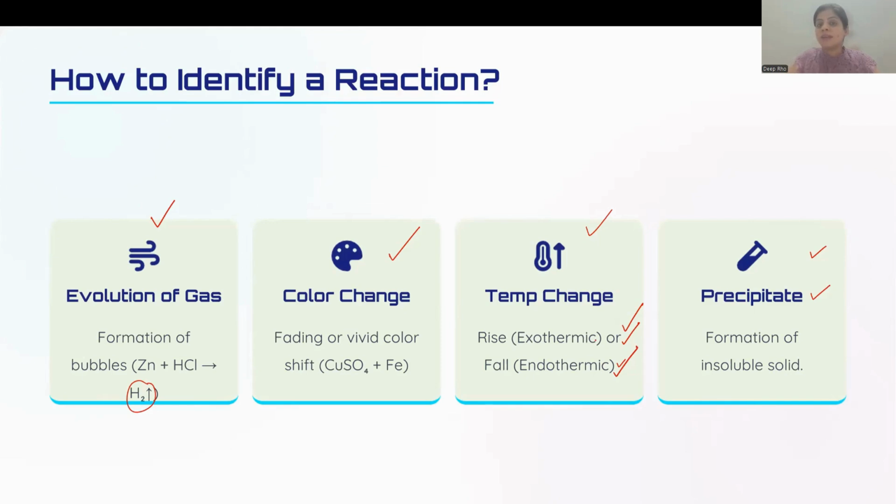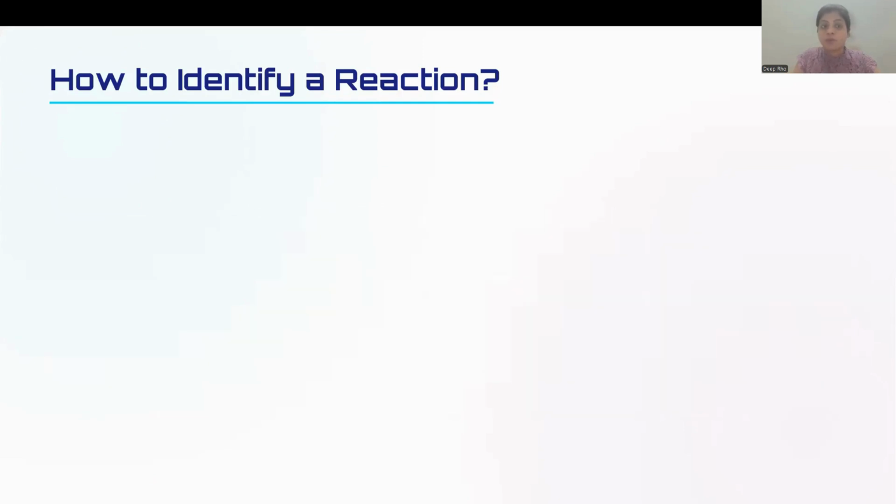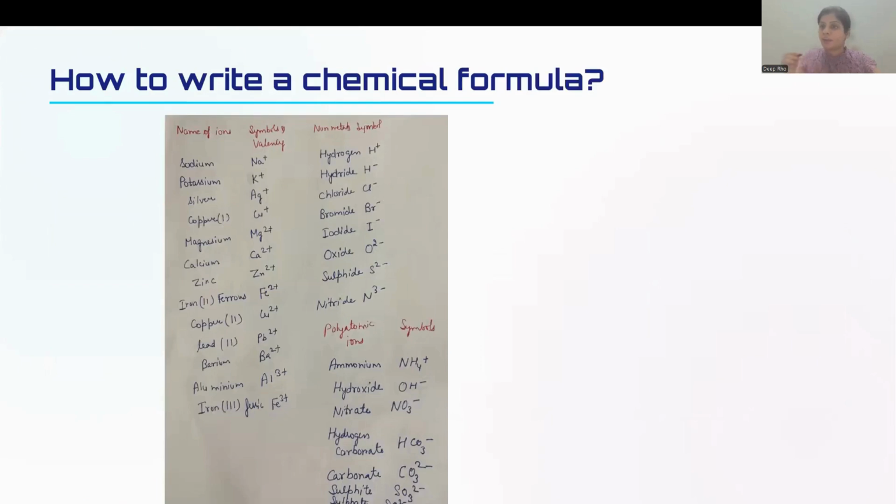So these are some characteristic features by which I get to know, yes, a chemical reaction has happened. This is the way we can identify a chemical reaction. Once we see a chemical reaction, now we are going to learn how to write, first of all, chemical formulas and then how to write chemical reactions. If we know how to write the chemical formula, then it is easy for us to write any chemical reaction. Like if I say, write the formula for sodium sulfate.